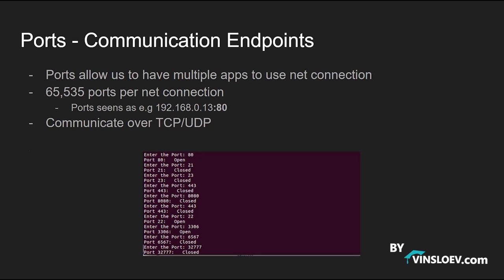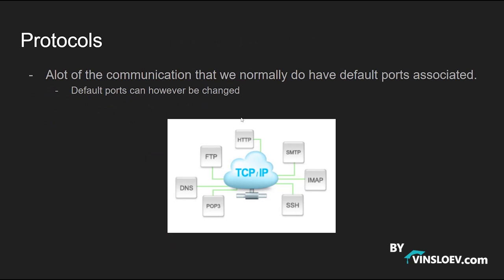So a port can, for example, be seen at the end of an IP. For example, we have the IP right here, and then this is port 80, meaning that whatever communication is going to happen here is to this IP on port 80. So there is something listening on this IP at this port for some kind of information. And as you see right here, we have a lot of different ports. So let's see what can be in these ports.